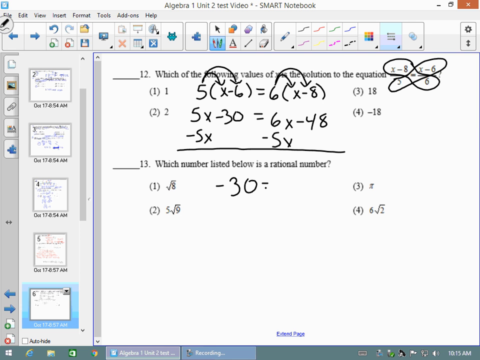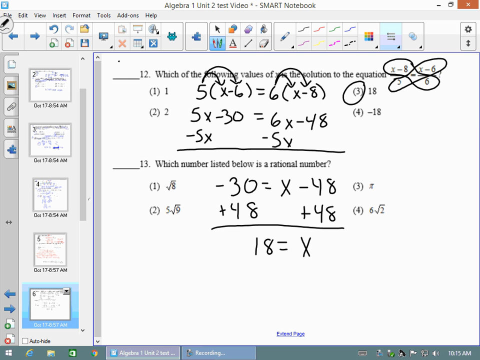Again, I want to get x by itself, so I'm going to add 48 to both sides. And when I add 48, I'm going to get a value of x equals 18. If I look back at my answers, that would be choice 3. Is my answer.